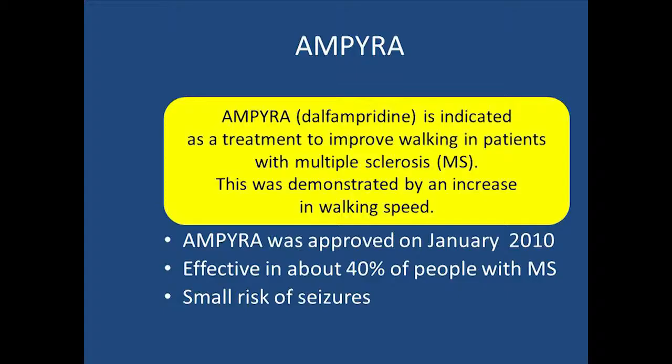Ampyra, a drug that was FDA approved in January of 2010, sometimes referred to as the walking drug because what they studied with this drug was the ability to walk faster with it. This is a new drug that really wasn't a new drug. This compound, dalfampridine is what Ampyra is called, is 4-aminopyridine. 4-aminopyridine is a compounded drug that's been available for decades.